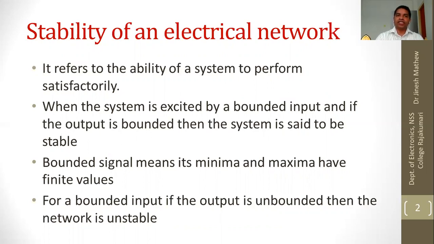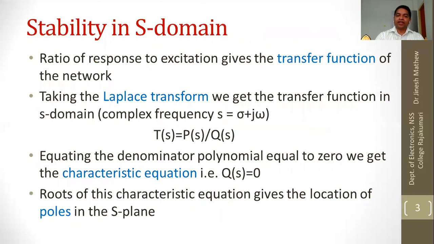Bounded signal means its maxima and minima should have finite value. That means if you give a bounded input, if the output is having finite value, then the system is said to be stable. For a bounded input, if the output is unbounded, then the network is unstable. That's the definition of stability in the time domain.